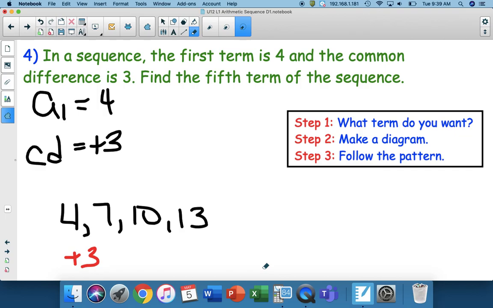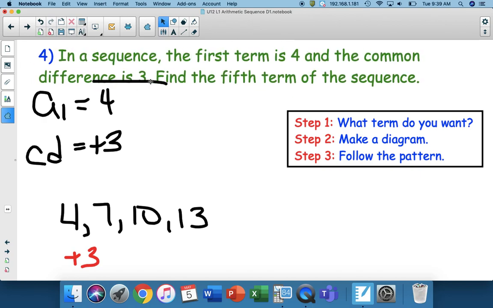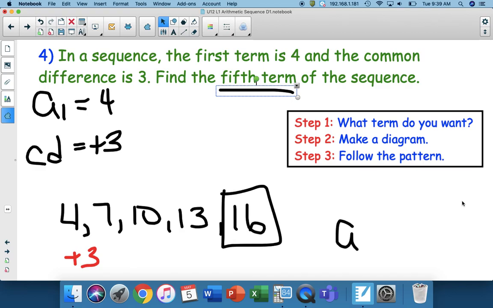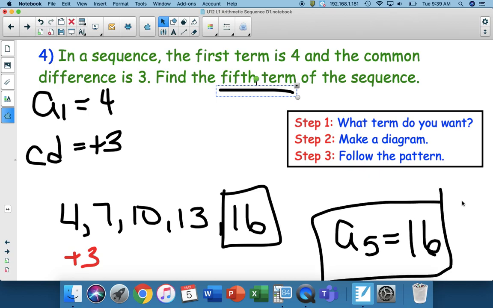How many terms is that so far? 4 terms. We need one more because we're looking for the fifth term. All right, don't forget that. We're looking for the fifth term. Oh, well, that's not where I want that. Let's fix that. Hold on. There we go. We're looking for the fifth term. All right. So one more then by my calculation. 13 plus 3 is 16. So A5, which remember is the fifth term, is equal to 16.